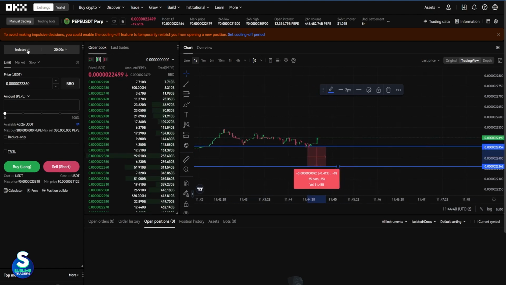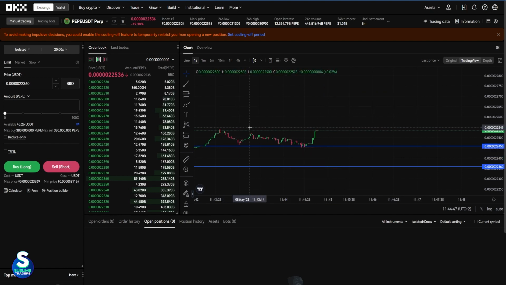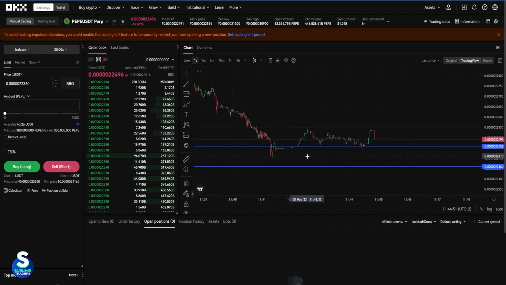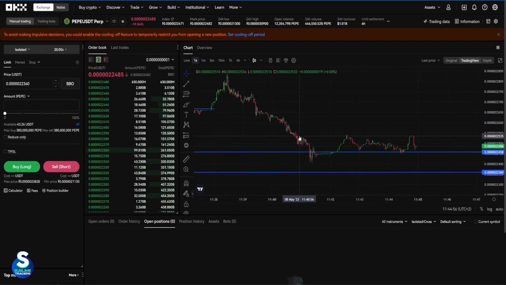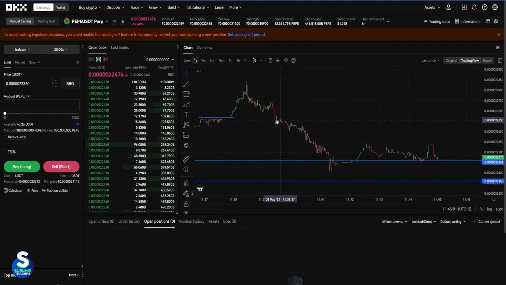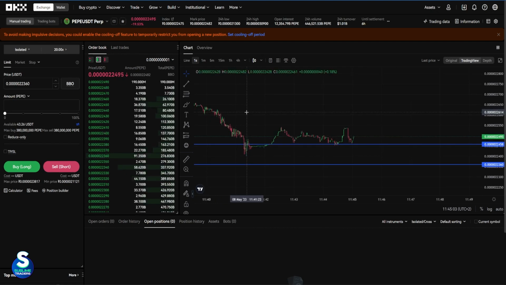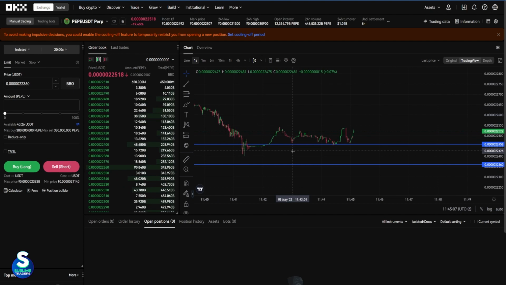I'm always using isolated, a maximum of 20x for me, because this is my favorite leverage for this time frame. As you see, the price moves pretty much 0.5 to 1% on every move, on every break like this. So it is a very active pair. This is also a prerequisite. I always forget some details along the way, so this is why it's good to stay to the end of the video.